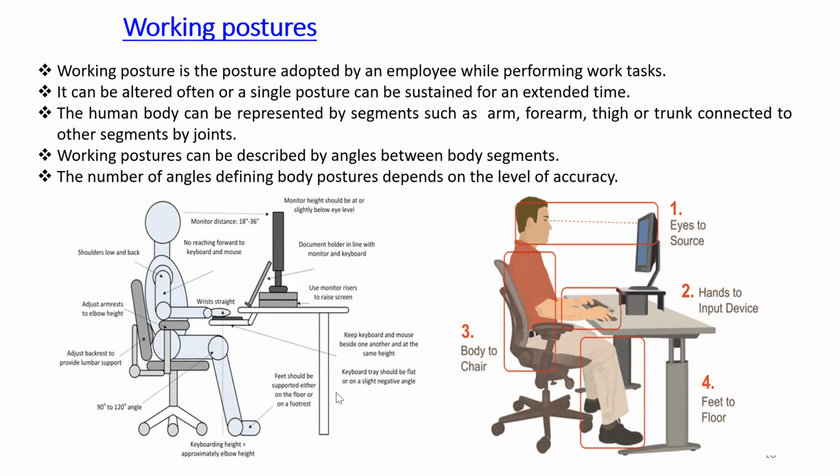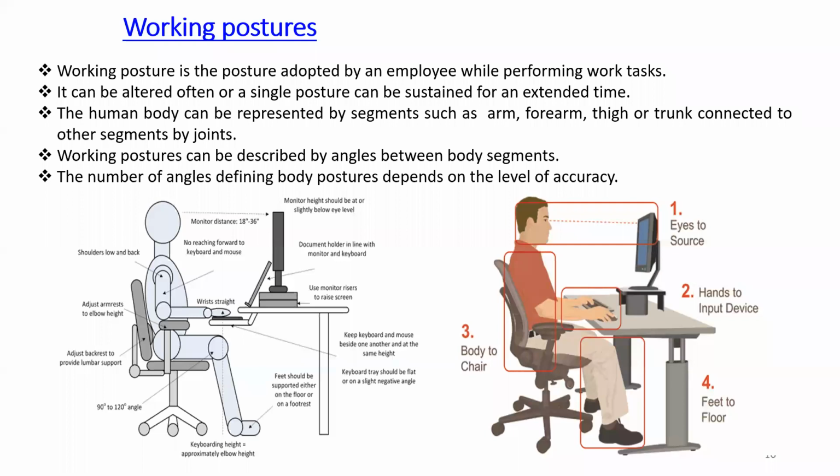From this picture, you can understand that the distance between the eyes and the monitor should be at least 18 inch and maximum up to 36 inch. The monitor height should be at or slightly below eye level. The document holder should be in line with the monitor and keyboard, because many times typewriting is the work for these operators or the clerk, and that is why the document should be in this position. Use monitor risers to raise the screen. Suppose your height is more, then you can increase the height of the monitor.